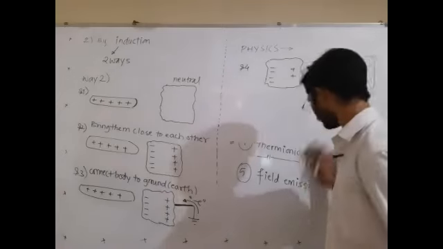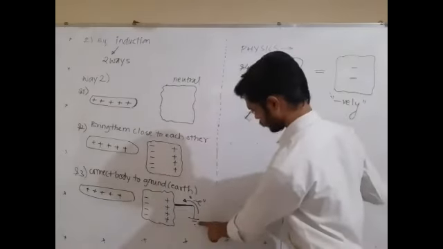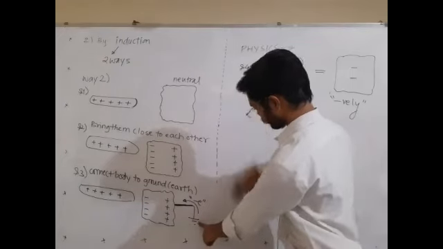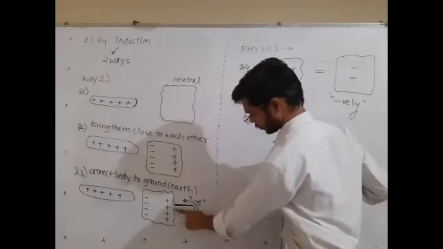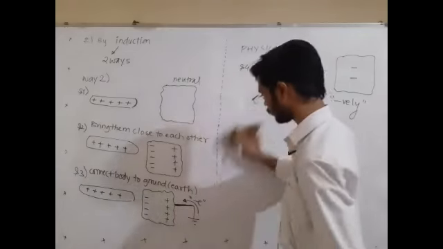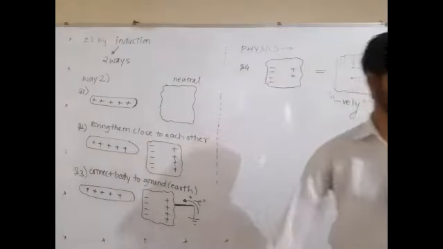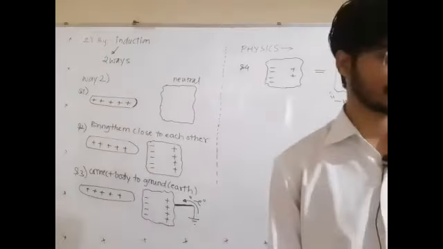Ground means earth. This is the symbol of earth. Grounding or earthing means what? Connecting your object to the ground by using a conductor means earthing or grounding. Just reply CW. Method of induction, second way.